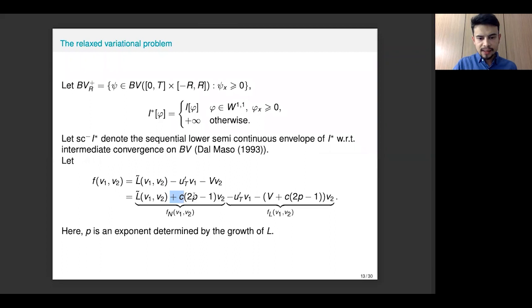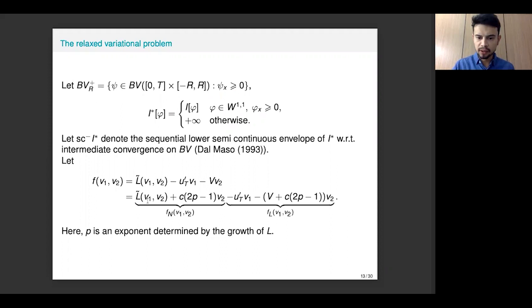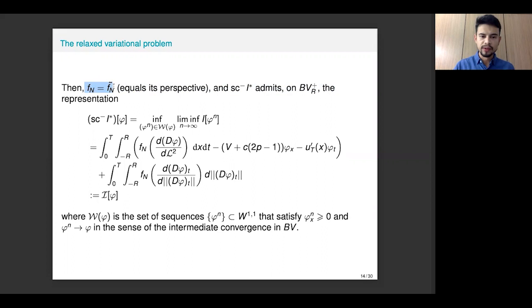And we are going to add here and subtract here the same quantity. But we do this because we can now consider these functions, f sub n and f sub l. This exponent p is coming from the growth of the Lagrangian. And we can show that if you consider the first part, which is the one that really poses the issue because it has the perspective function, this part is going to be equal to the perspective function. Whenever you see this tilde, it means the perspective function of that function. And remember, this is nice because the perspective function is convex and lower semi-continuous.